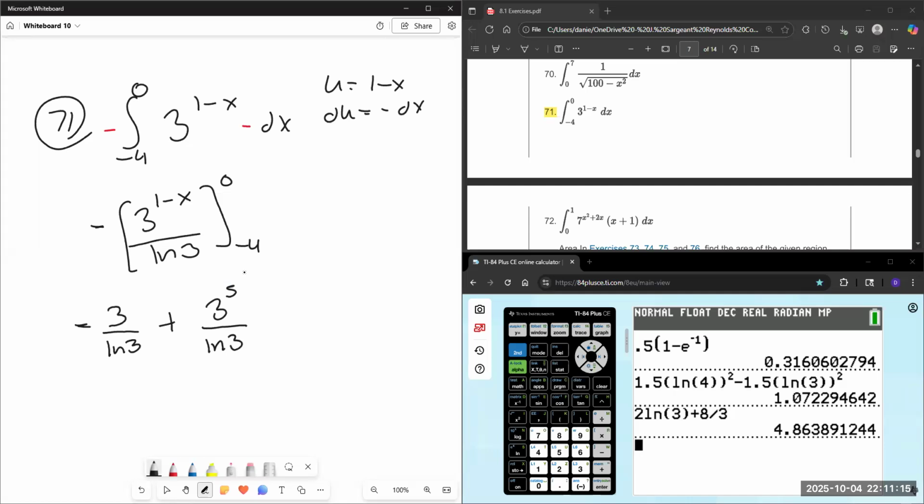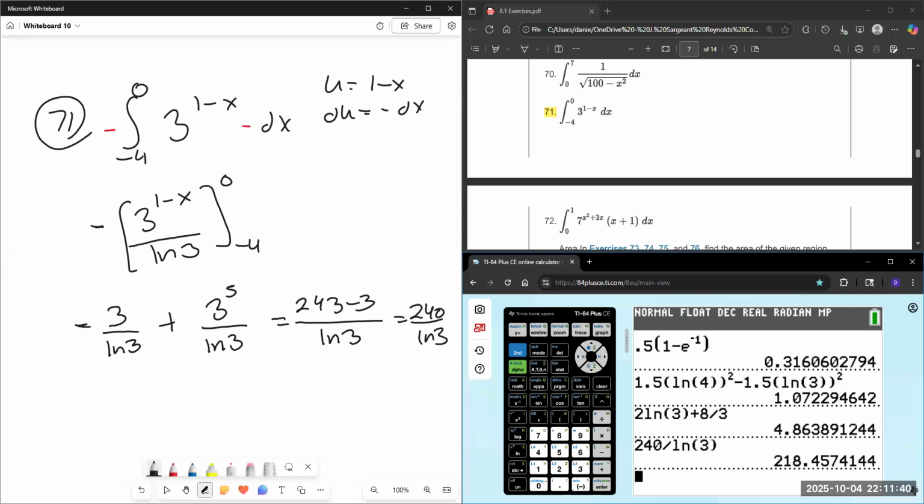3 to the 5th is 243, minus 3 over ln of 3, is exactly 240 divided by ln of 3. 240 divided by ln of 3 is approximately 218.457.